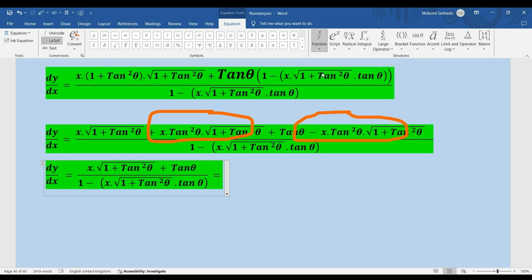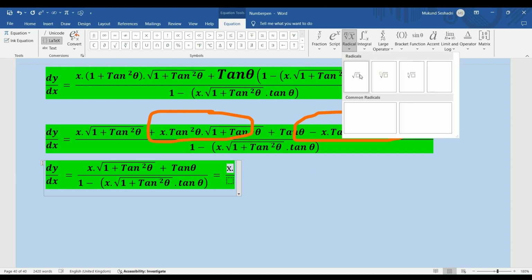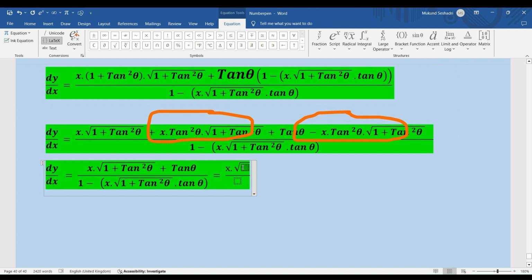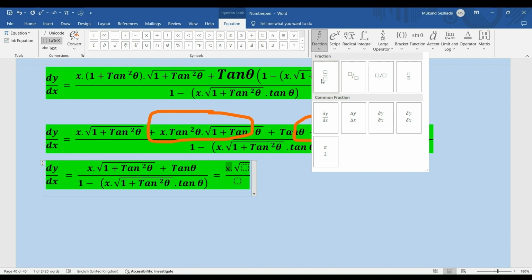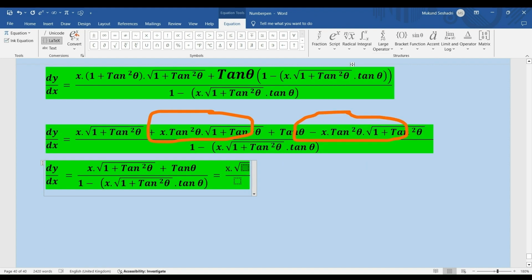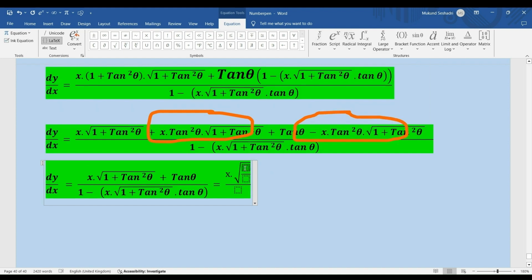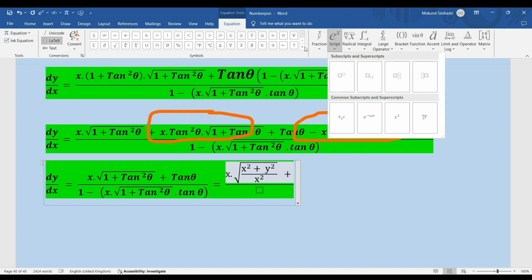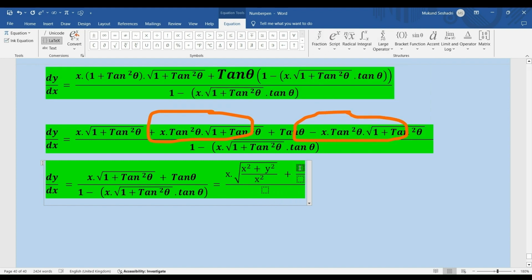So I'm going to put back tan theta equals y by x and solve for dy by dx, right? So I have 1 plus tan square theta, which becomes 1 plus (y by x) the whole square, which is nothing but (x square plus y square) whole divided by again an x square, right? And then I have a plus of tan theta, which is nothing but my y by x, right?